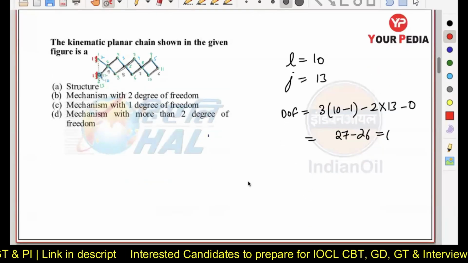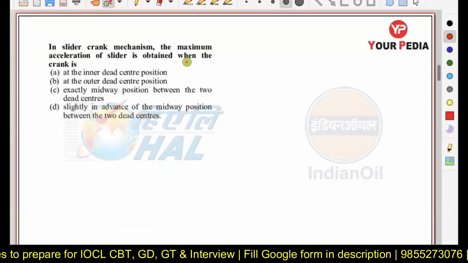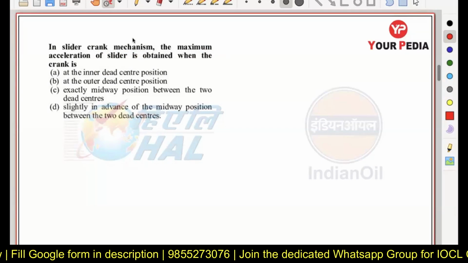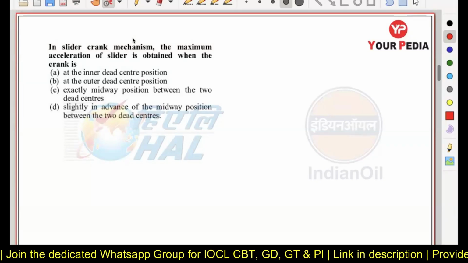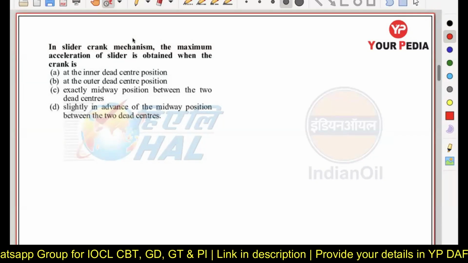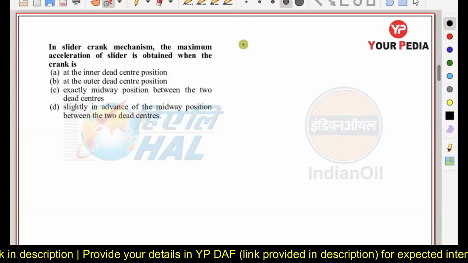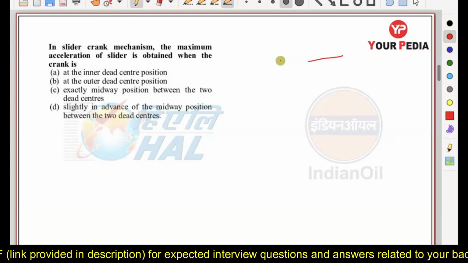Next part, in the single slider crank chain mechanism, the maximum acceleration of the slider is obtained when the crank is. Okay, just leave that question here, because this question will be much simpler for you if you studied the static and dynamic analysis of a single slider crank chain mechanism. Okay, I will cover that part there only. So just see it here.